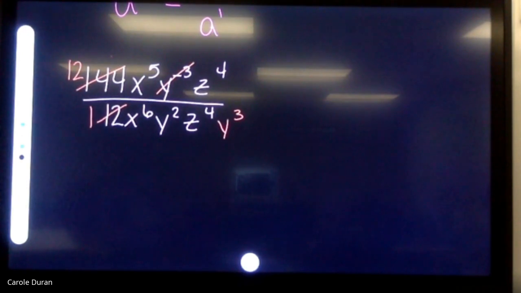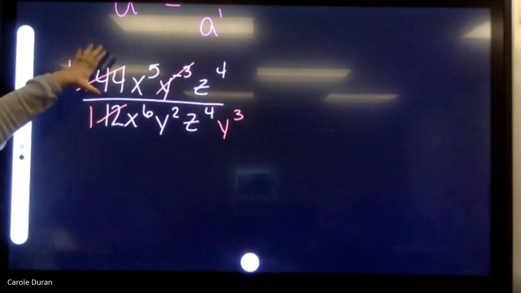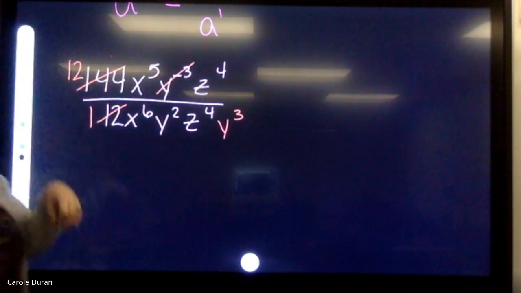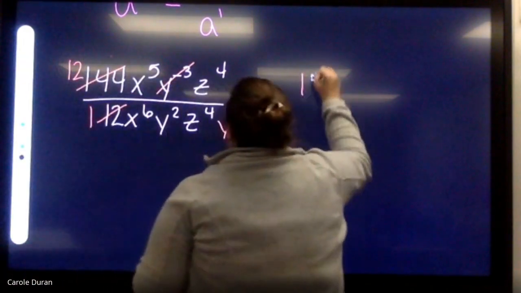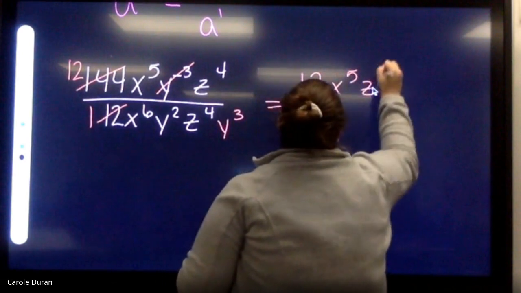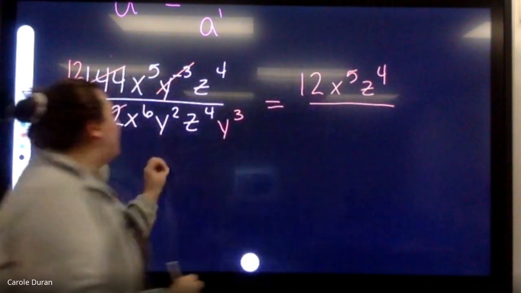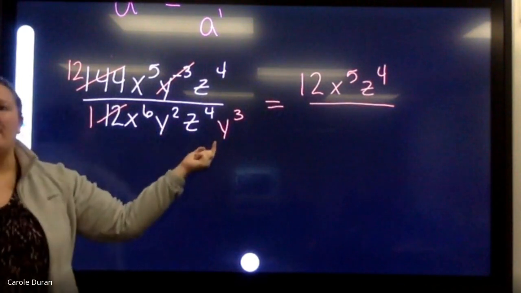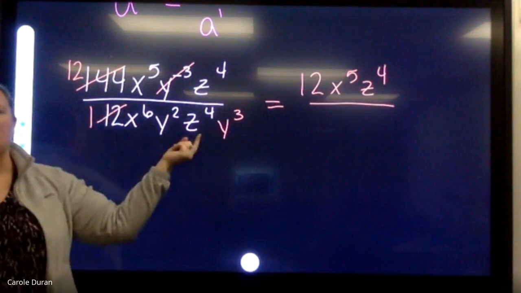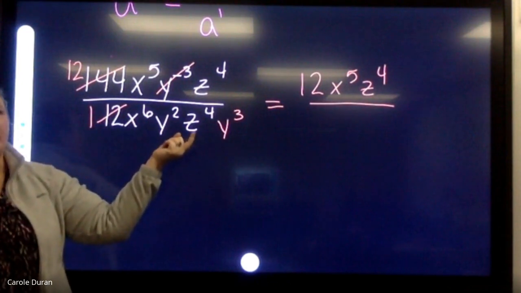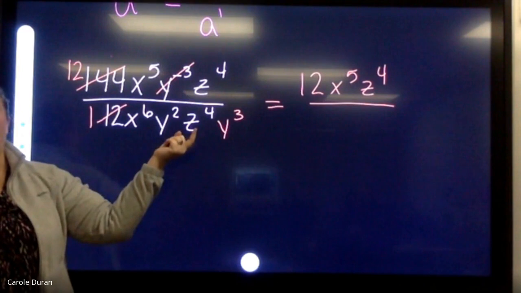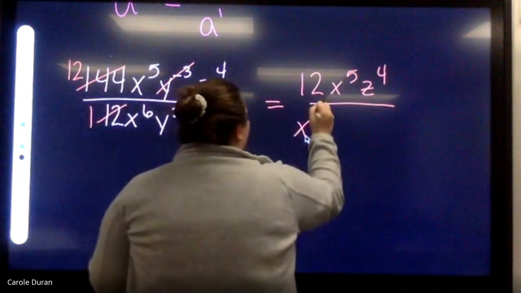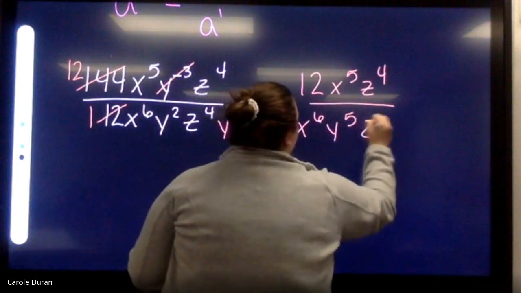Once I've done the moving, I re-simplify. So is there anything in my numerator I can put together right now? No, there's no repetition of bases. So I just rewrite it the way it is. I have 12x^5z^4 over. Is there anything in my denominator I can put together? I have a y squared and a y cubed, which means I'm multiplying y squared times y cubed, which means what for my exponent? y^5. When we multiply, we add exponents. So now this becomes x^6y^5z^4.